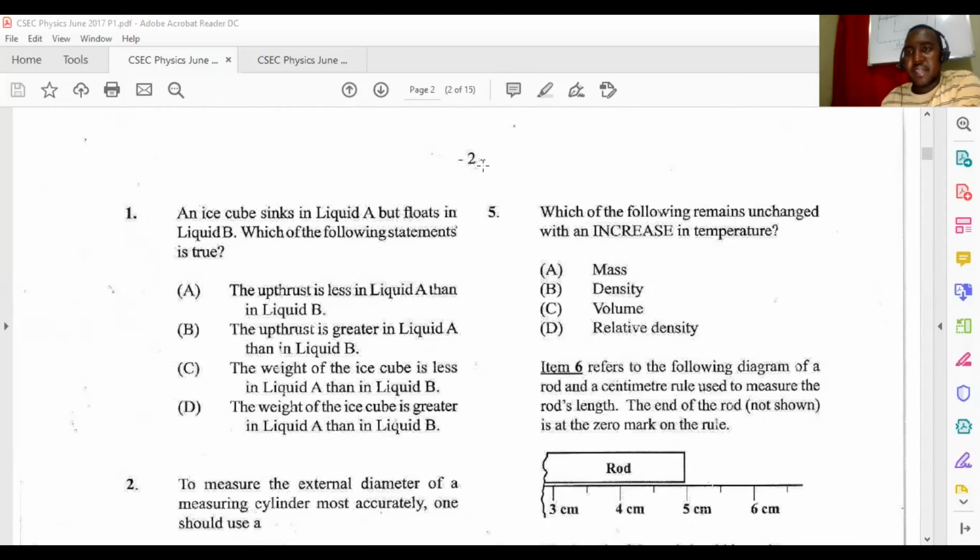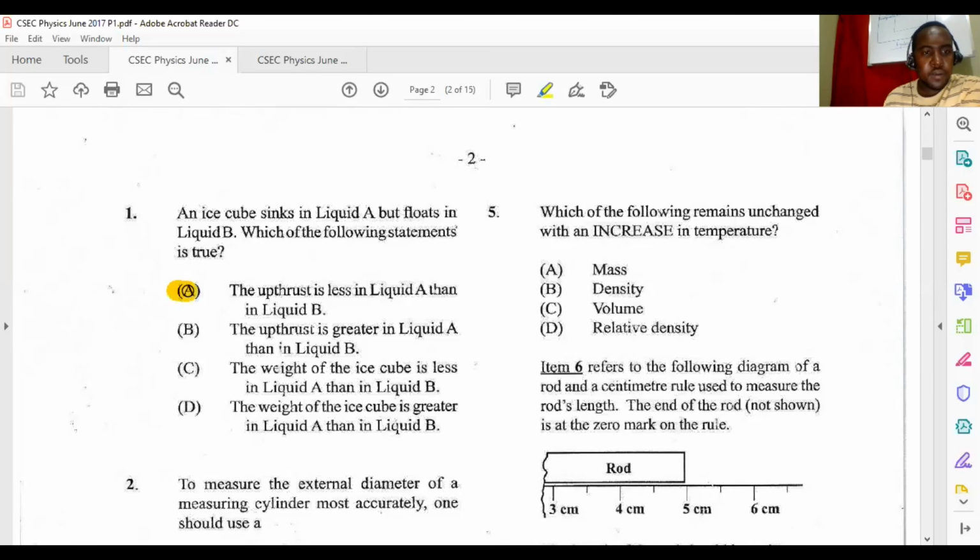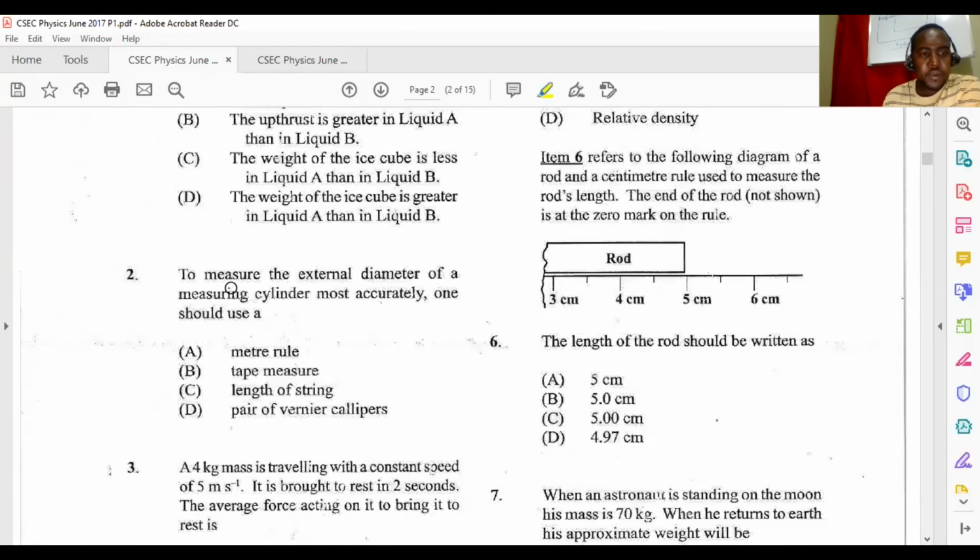All right, so what's our answer there? A. So the upthrust is less in liquid A than in B. All right, so it sinks in A. So that means it's less in A because it sinks, and it floats in B. Yes, so that's correct. So A would be the answer. All right, B. Question 2.